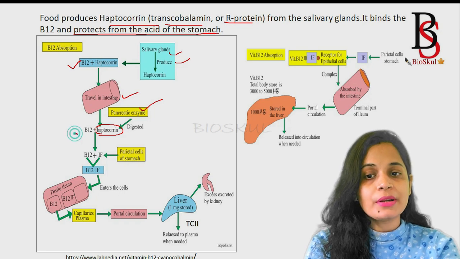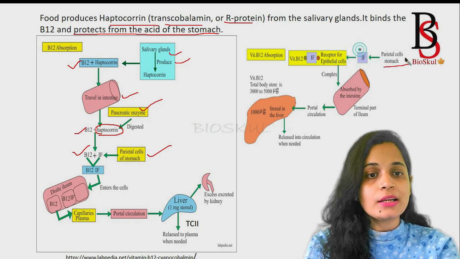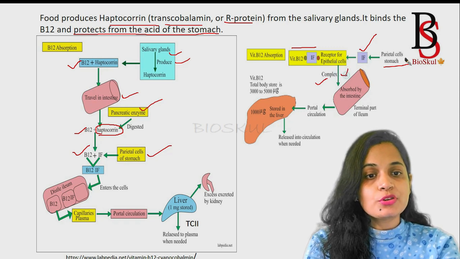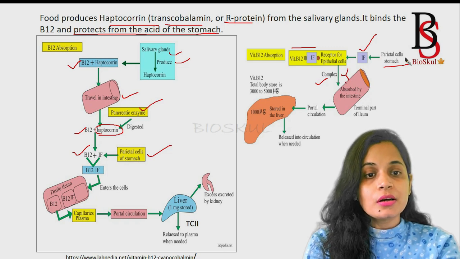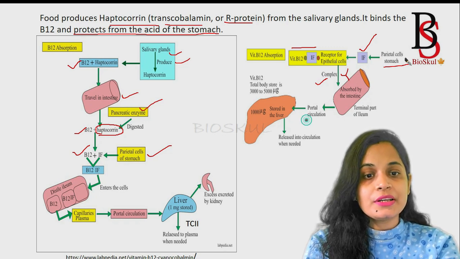Now vitamin B12 is free, and it combines with the intrinsic factor, which is produced by the parietal cells of the stomach. Here you see the parietal cell of the stomach. It produces the intrinsic factor, and the intrinsic factor now binds with vitamin B12. Epithelial cells of the intestine have a receptor for the intrinsic factor. So the intrinsic factor and vitamin B12 bind with the receptor present in the intestine and get absorbed. Then it travels through the portal circulation into the liver.